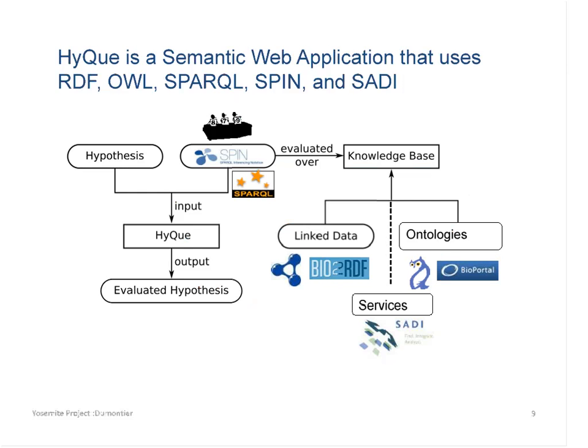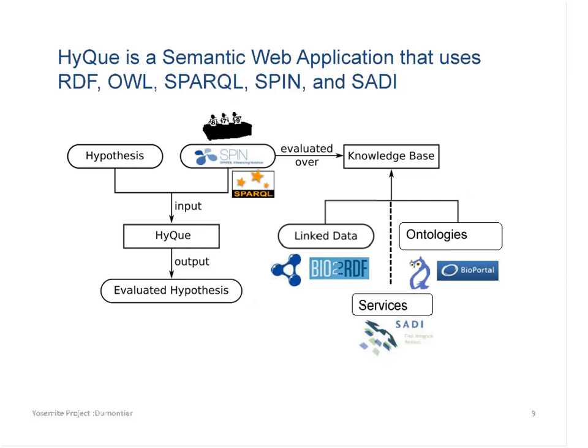So HyQue uses a number of semantic web technologies. One, it uses the linked data from Bio2RDF as a key substrate. It uses ontologies that can be found in the BioPortal repository. These biomedical ontologies, there's now well over, I think there's about 400 of them.